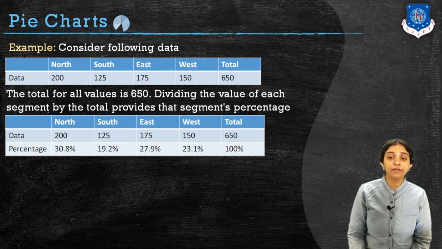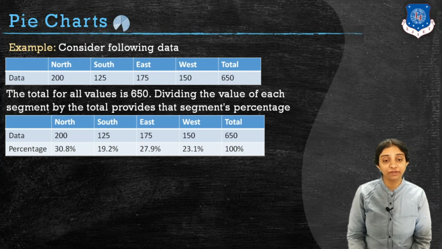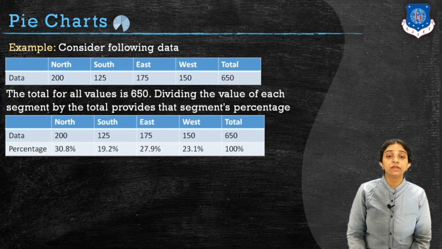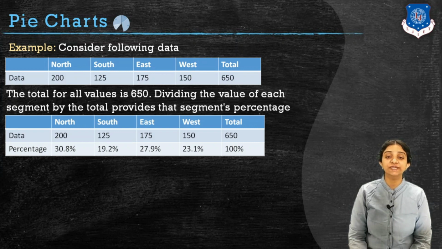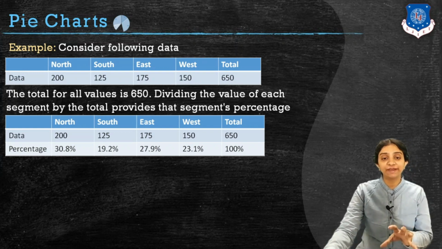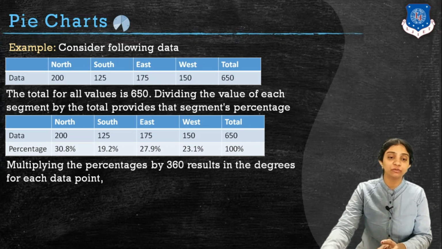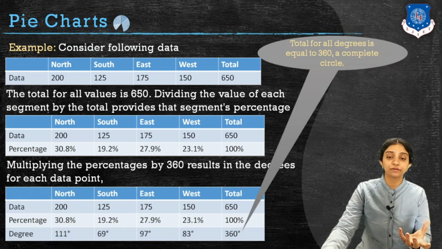So we divide each value by 650, which will give us the segment percentage. So 200 out of 650 is actually 30.8%. 125 out of 650 is 19.2%. 175 out of 650 is giving us 27.9%. And 150 out of 650 is 23.1%, and total 650 is 100% of data. So this is the share of each section over the circle.